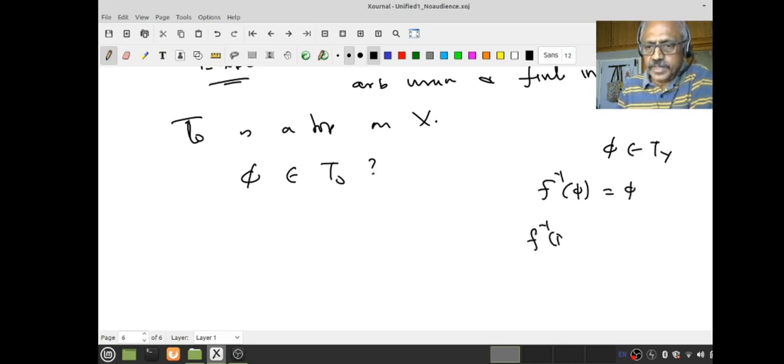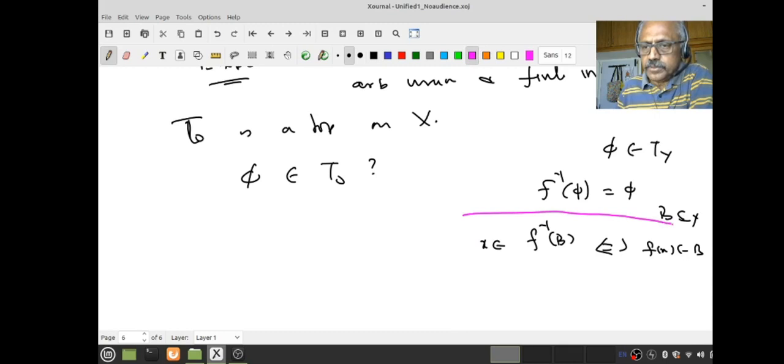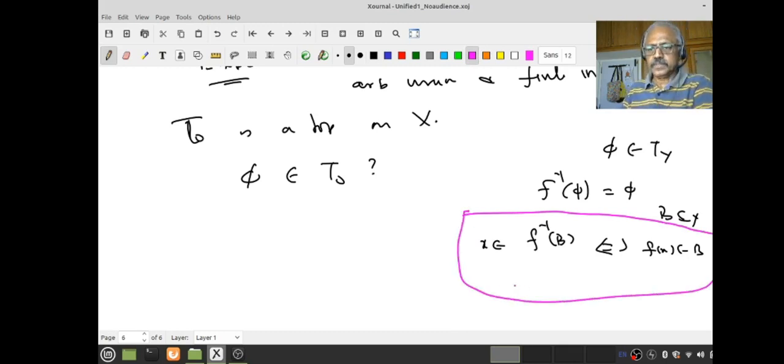Recall, what is f inverse of B? If B is a subset of Y, an element x belongs to f inverse of B if and only if f(x) belongs to B. This is the mantra to deal with inverse images. Learn this well. Therefore, I claim f inverse of the empty set is empty. If x belongs to f inverse of B, that means f(x) belongs to B, which is the empty set. That's a contradiction. Therefore, there is no x which belongs to f inverse B. Please pause, review, and proceed. If you have not seen this kind of thinking, you should break it down and do it.